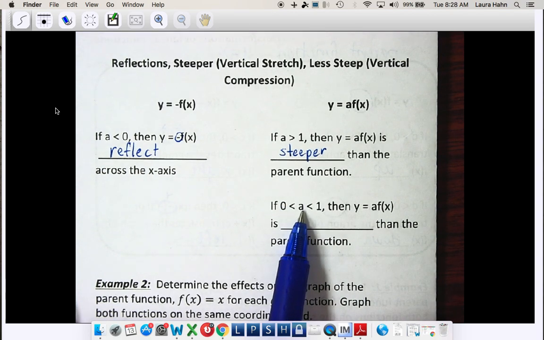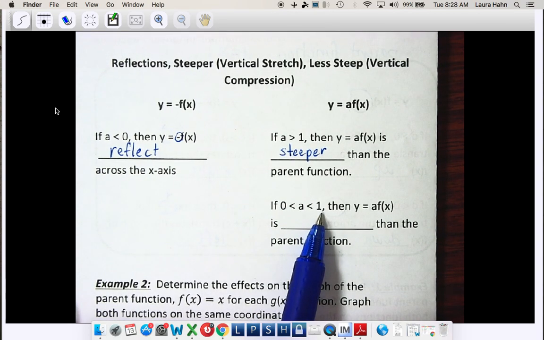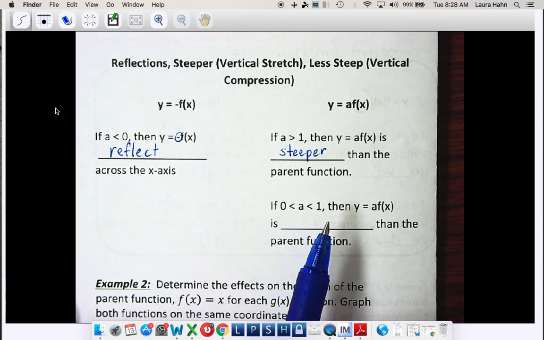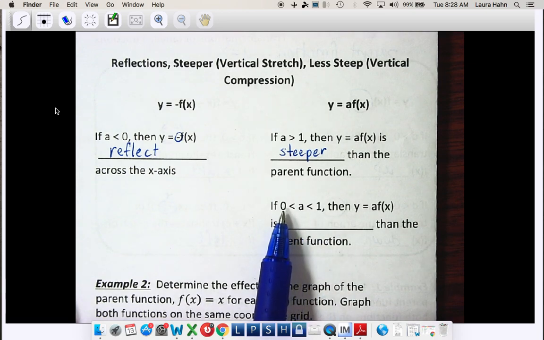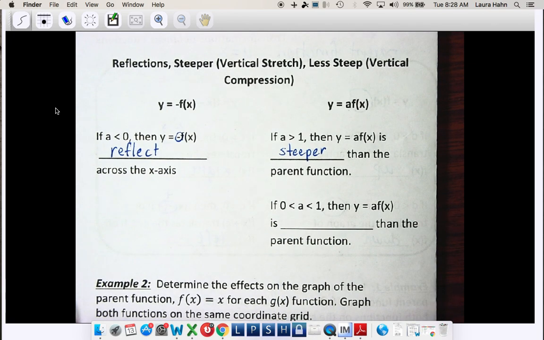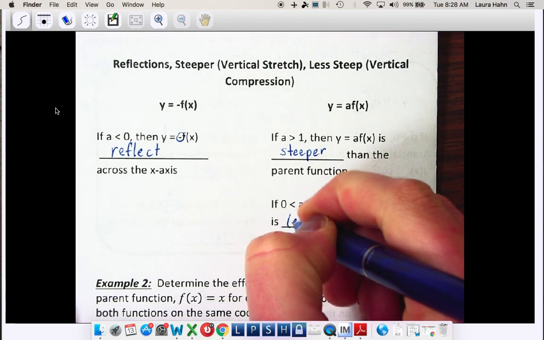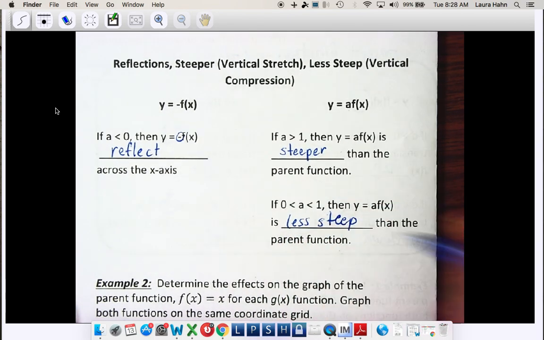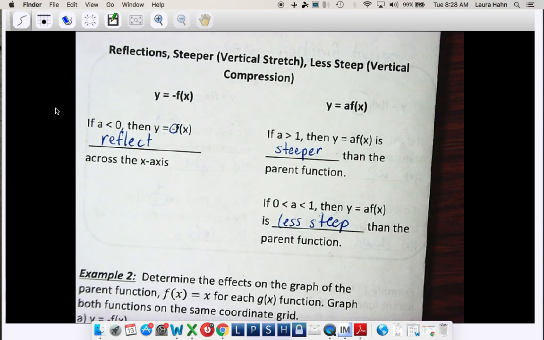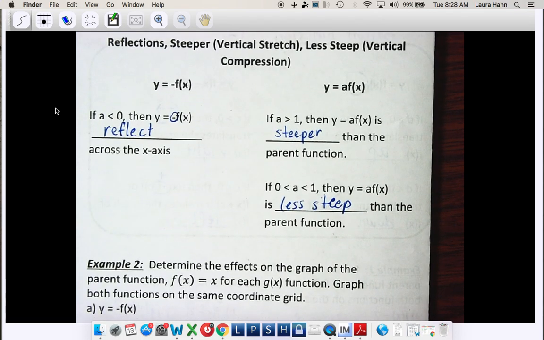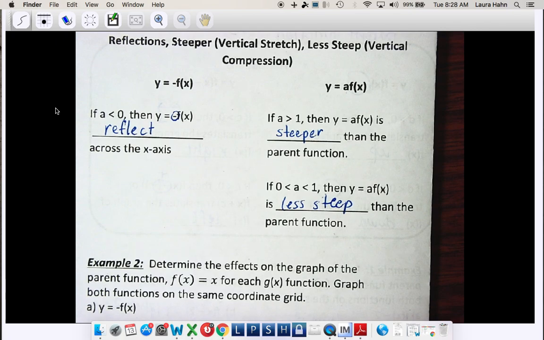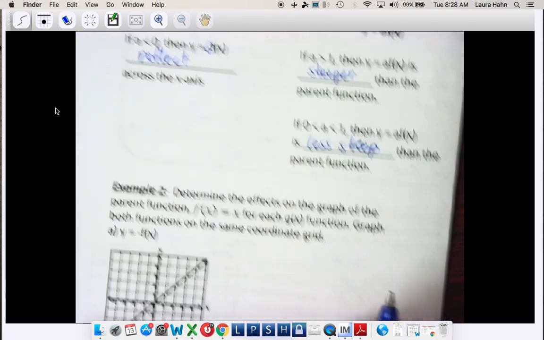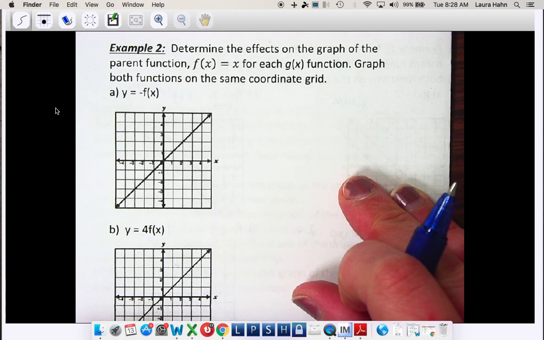Okay, if the number out front is between 0 and 1, that means it's going to be a decimal of some type. So for example, 0.1 or 1/2, some decimal or fraction that's between 0 and 1, it's going to be less steep, which means it's going to be flatter. Think of it being compacted, right? Compression. Okay, and you'll see examples of that here in a second.